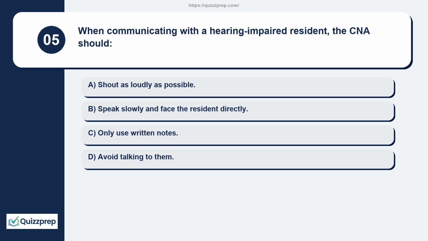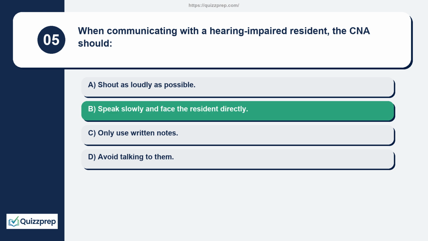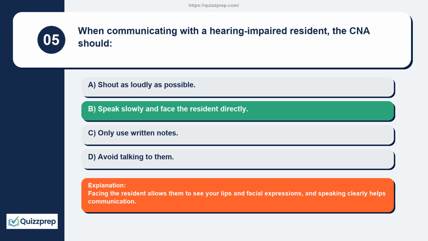Question 5. When communicating with a hearing-impaired resident, the CNA should shout as loudly as possible, speak slowly and face the resident directly. Only use written notes. Avoid talking to them. Facing the resident allows them to see your lips and facial expressions, and speaking clearly helps communication.